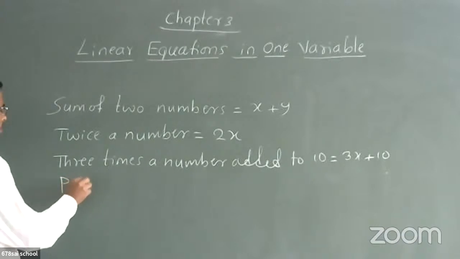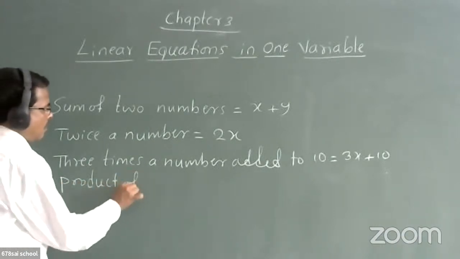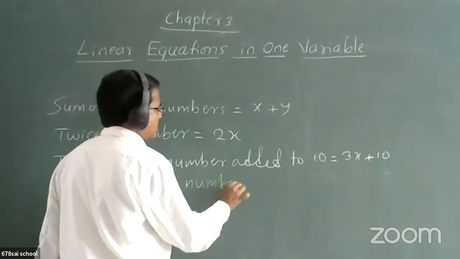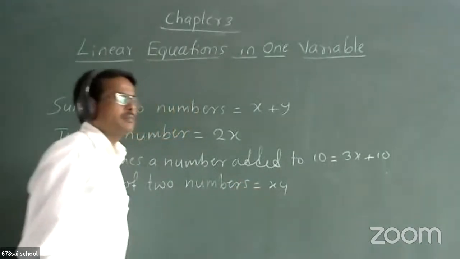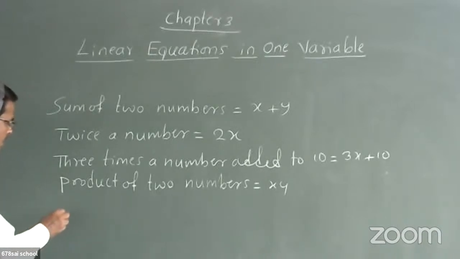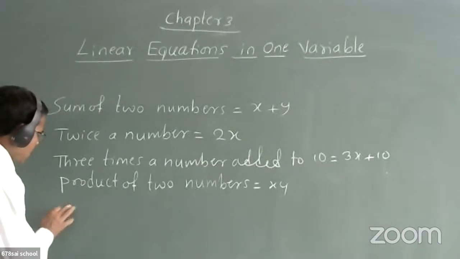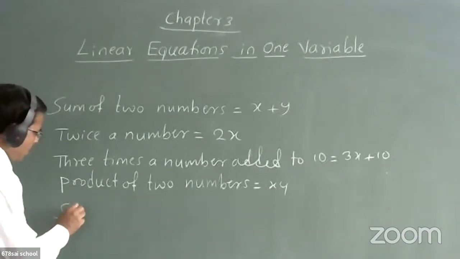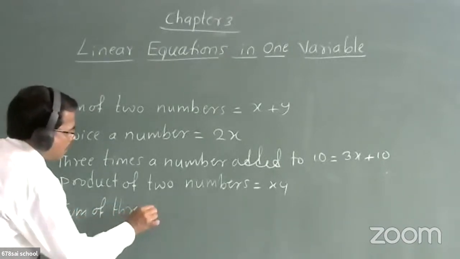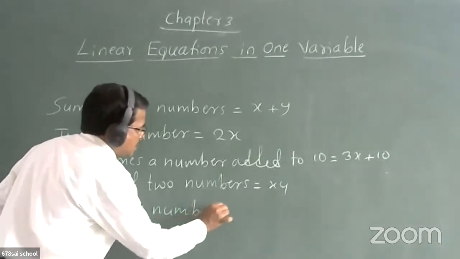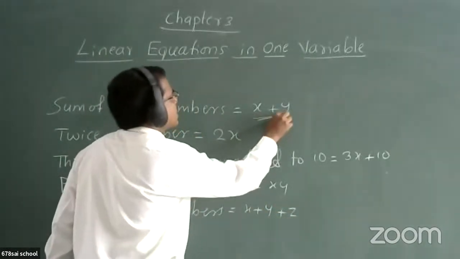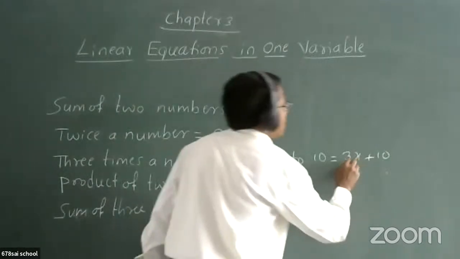Product of two numbers. Don't write this. Two numbers, so x into y. Sum of three numbers, I don't know which numbers, I can write x plus y plus z. This is an algebraic expression.